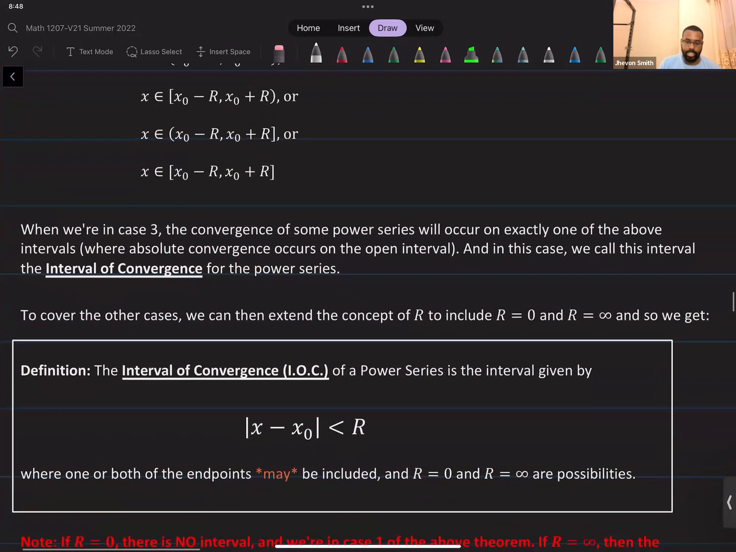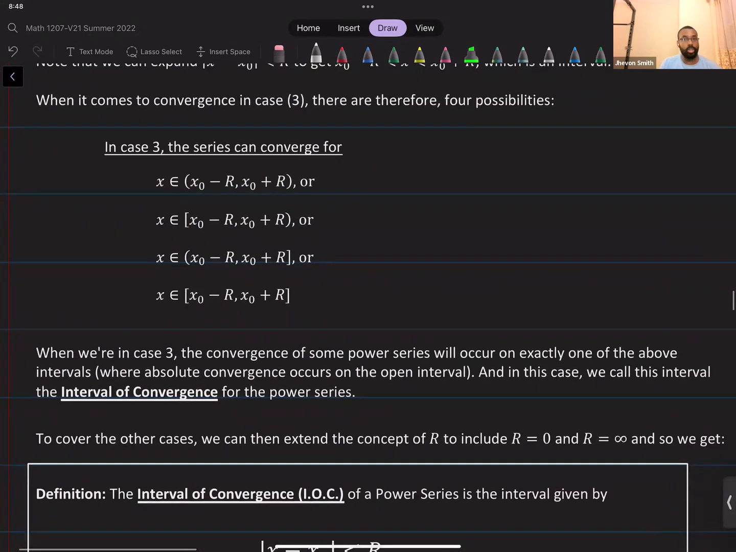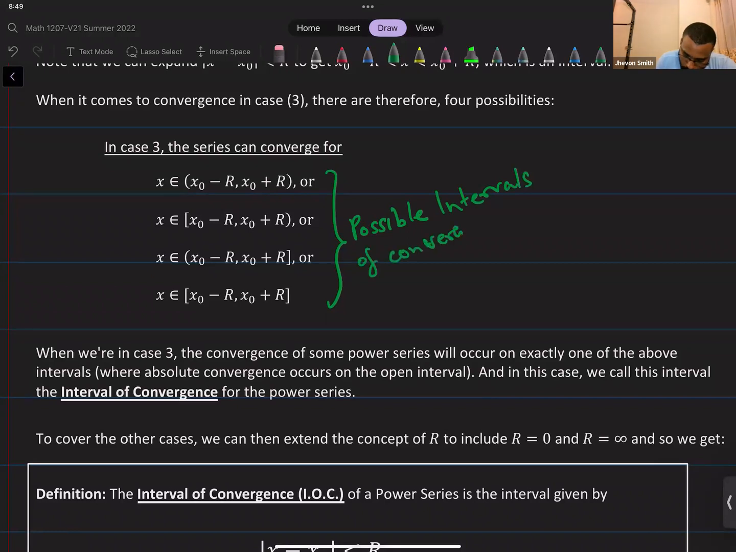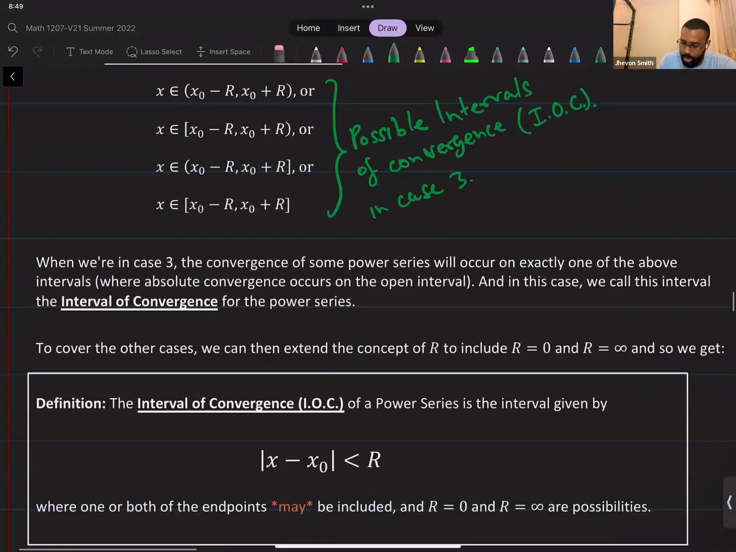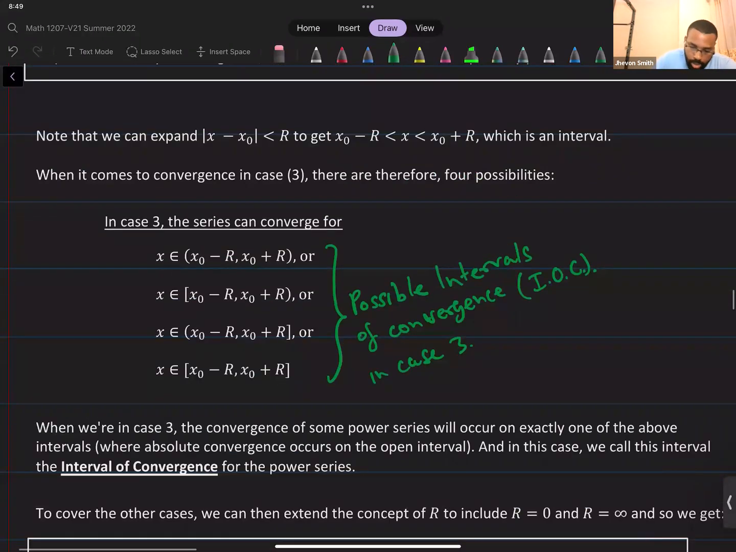Now, again, in case 3, these are called the intervals of convergence, right? These are possible intervals of convergence. I would abbreviate these as IOC, intervals of convergence, just like ROC stands for radius of convergence. So that's just some shorthand.